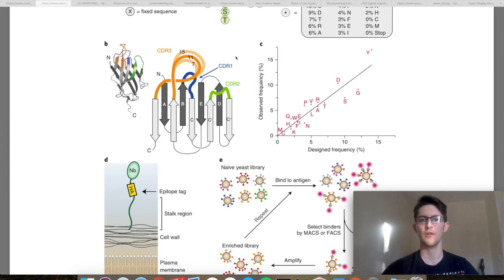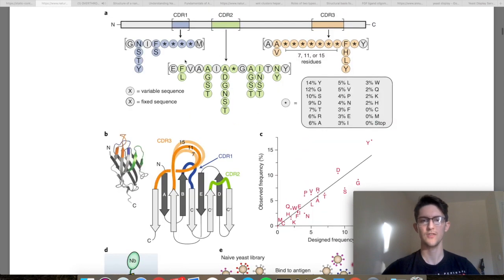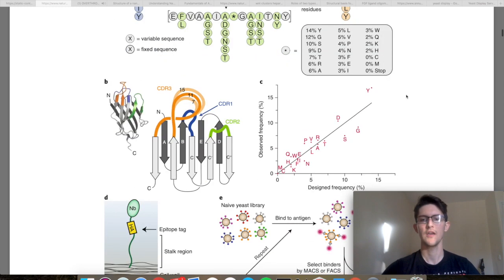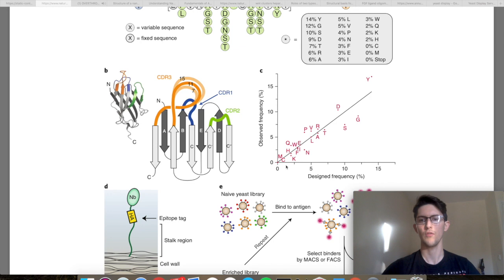They predicted that they would have roughly 100 million different sequences, and within those sequences, I assume selected at random, they saw that the frequency of amino acids within the positions in the complementarity defining regions correlated quite well with what they had designed it to be.